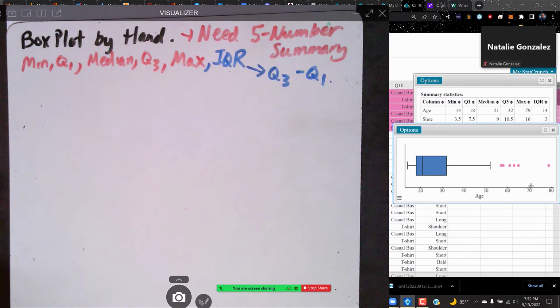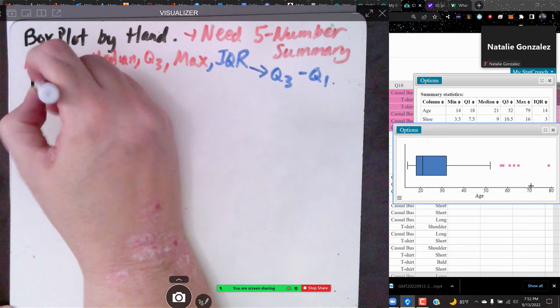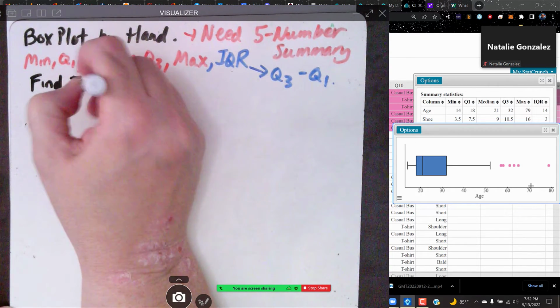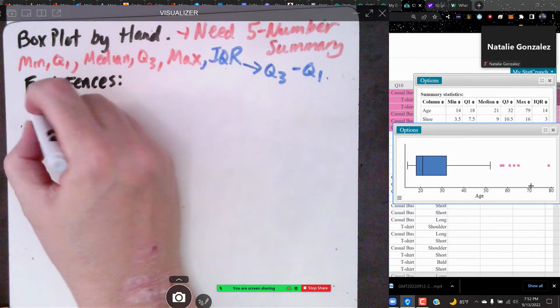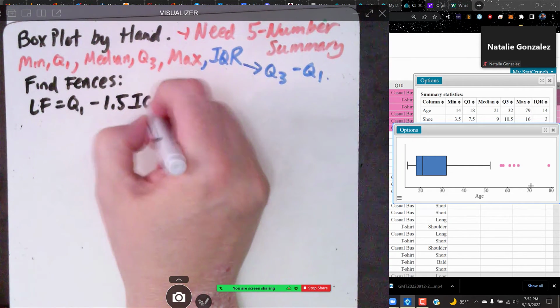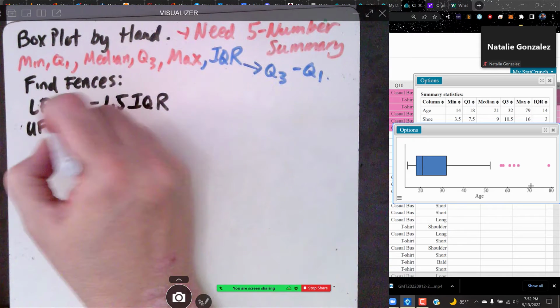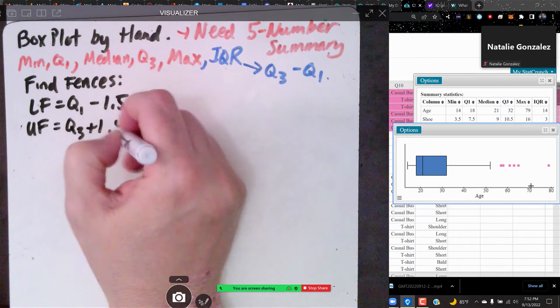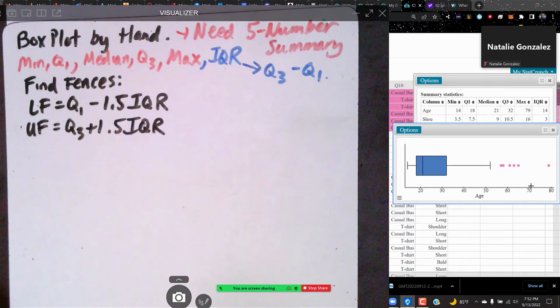So when you have the 5 numbers, the first thing you do is find the fences. The lower fence is Q1 minus 1.5 IQR. The upper fence is Q3 plus 1.5 IQR. And those are the only calculations you really need to make. The rest comes down to drawing it.